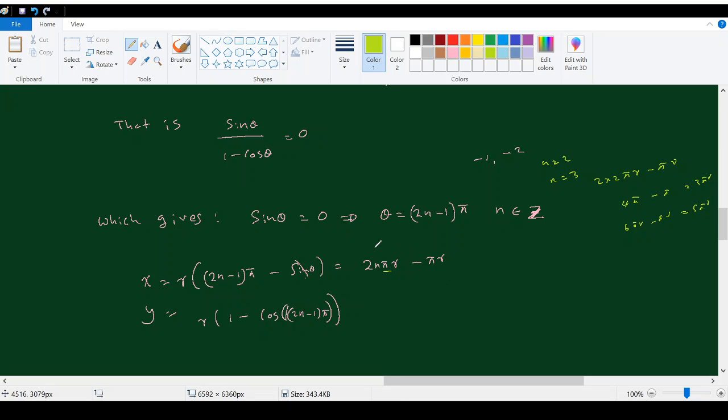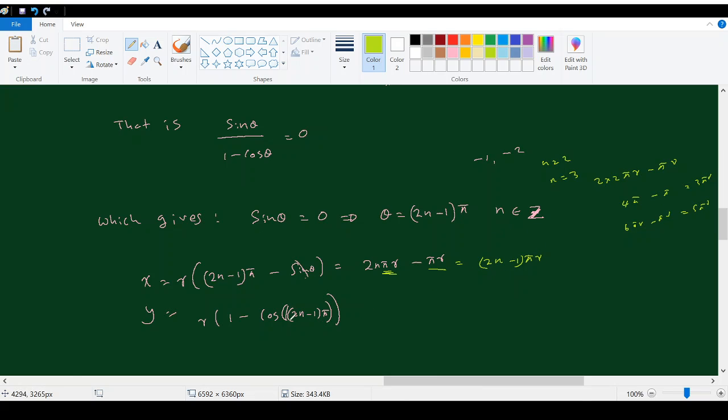So what you can see is this will be an even multiple of this term, and when you subtract this term from the even multiple, you will get an odd multiple of pi times r. So eventually you will have 2n minus 1 pi times r. This is the representation of an odd multiple of pi times r.